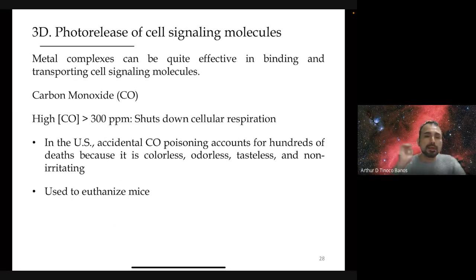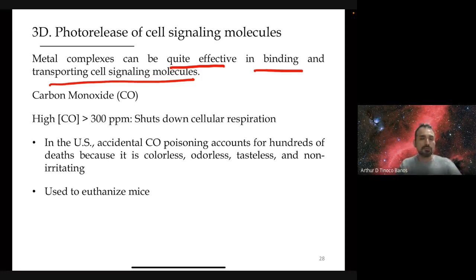All right. But what about another example, the photorelease of cell signaling molecules? In this context, metal complexes can be quite effective in binding and transporting cell signaling molecules. An example is carbon monoxide, right? You should be familiar with carbon monoxide, perhaps more for its toxic properties.